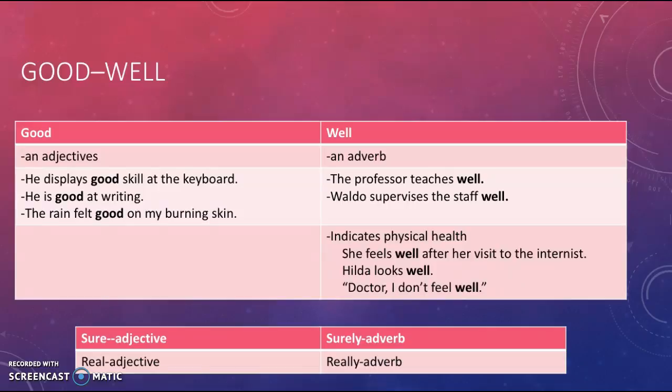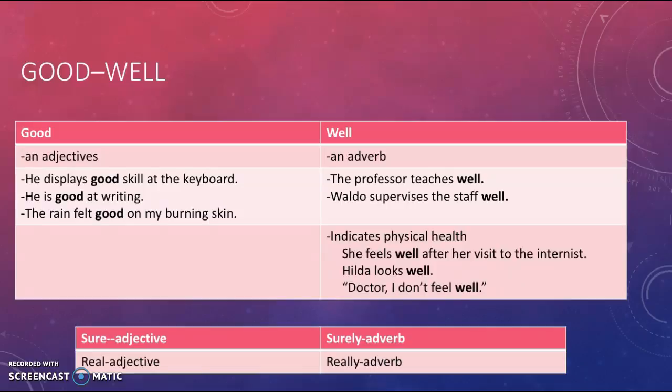So he displays good skill, describing what kind of skill. So it's good, it's an adjective. He is good at writing. And so we're talking about him being good at writing, and so we use the adjective good. He felt good, or the rain felt good on my burning skin. The rain isn't good, but it's how it's feeling.